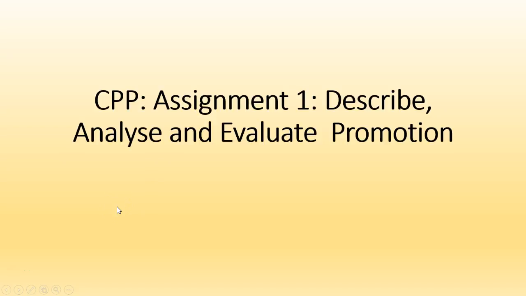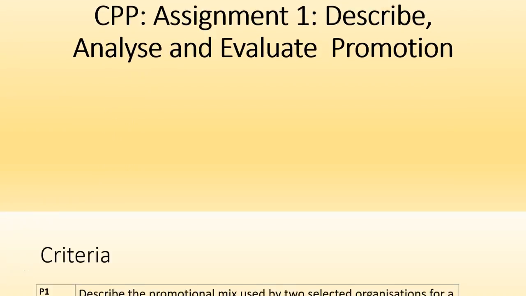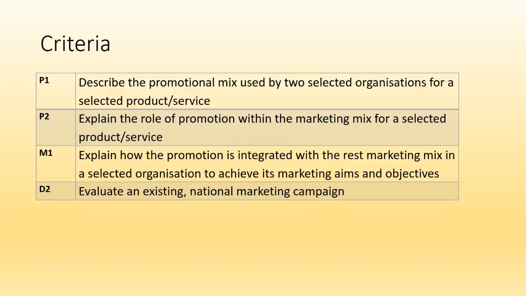CPP Assignment 1 is to describe, analyse and evaluate promotion. So you've got 4 criteria. For P1 you need to describe the promotional mix using 2 selected organisations. For P2 you need to explain the role of promotion within the marketing mix for a selected product or organisation.